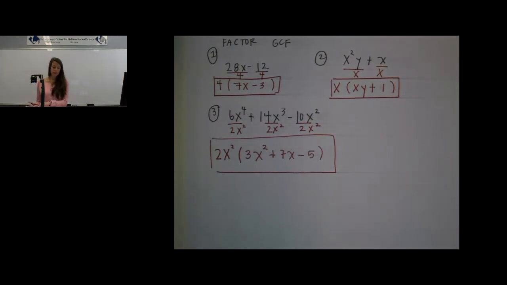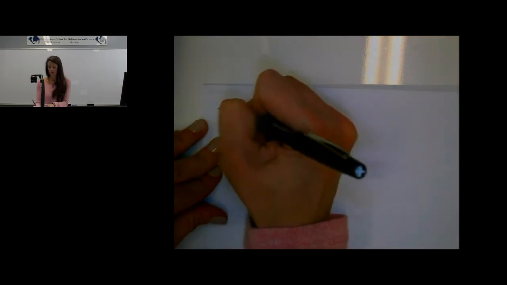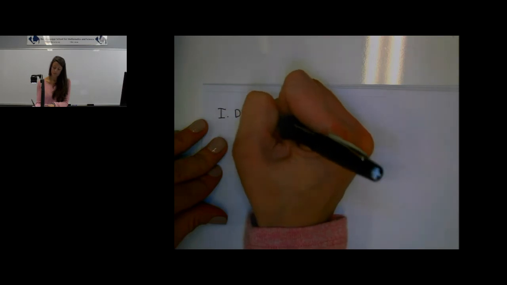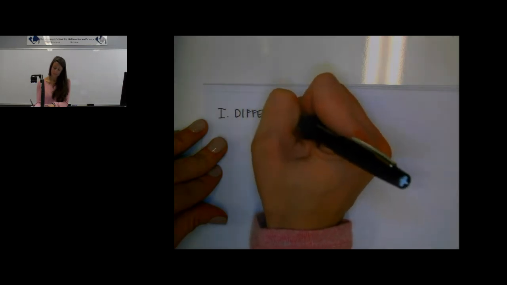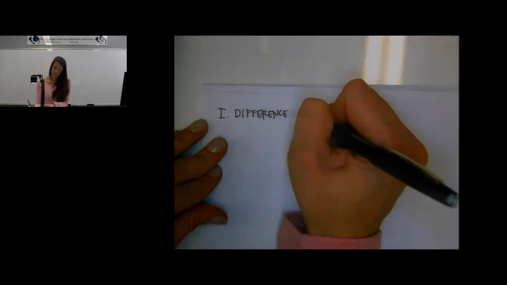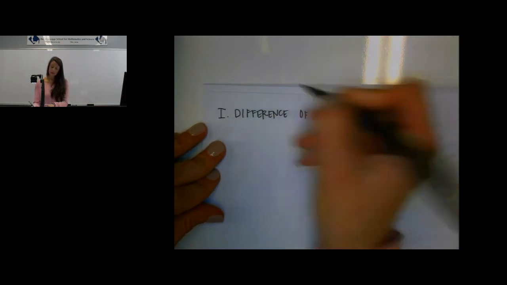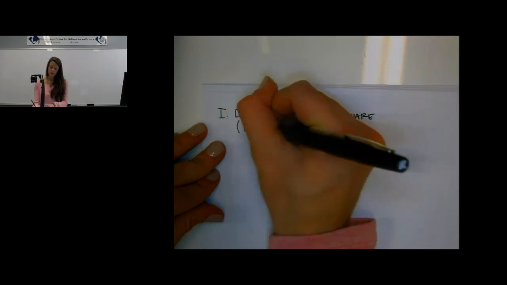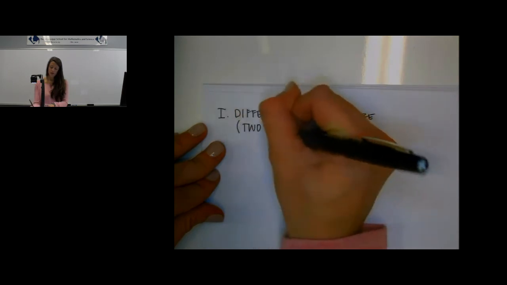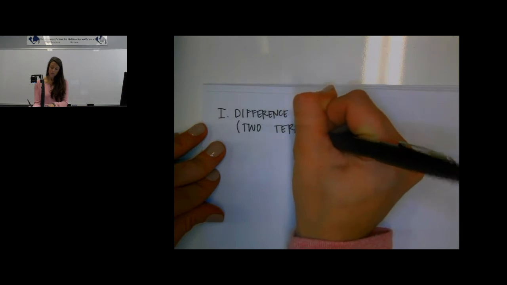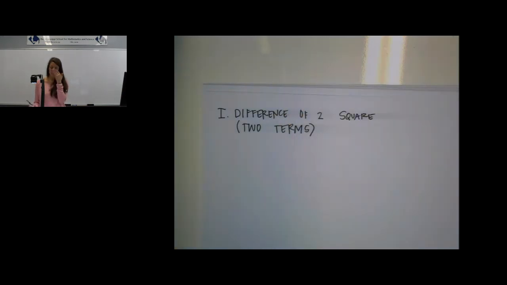Okay, all right, so remember, factoring is just a bunch of rules put together. So today we're going to look at the difference of two squares. Difference of two squares is two terms. This is what I like to call it, two terms.